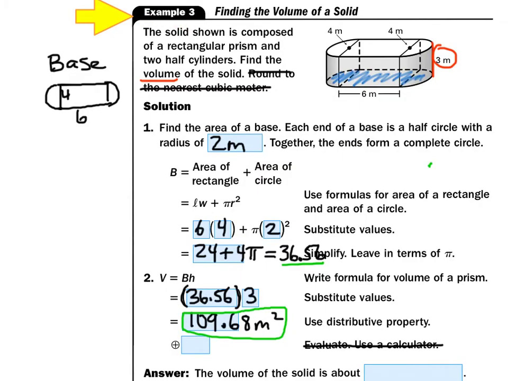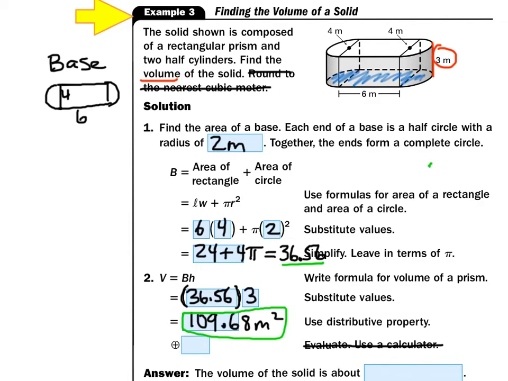Okay, now example 3 is super cool. Look at this, the volume of a solid. Now this solid shown is composed of a rectangular prism, see in the middle that rectangular prism, and 2 half cylinders. So they took a cylinder and they cut it in half and they put it on either end. They want us to find the volume.